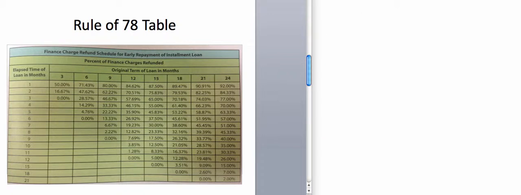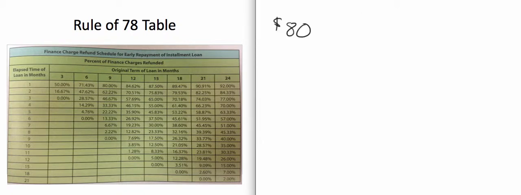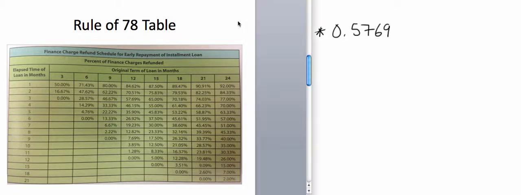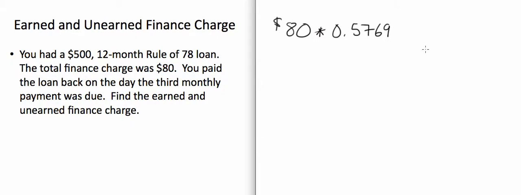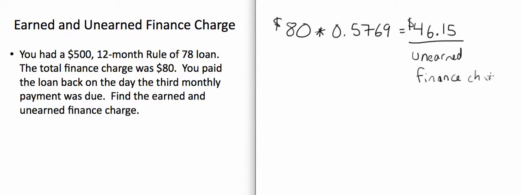We're looking at this 57.69%. Okay, so we're going to take $80 and multiply it by 0.5769 as a percentage. And when we do that multiplication, we get an answer of $46.15. That is our unearned finance charge. Okay, that's the amount of money that we did not have to pay.